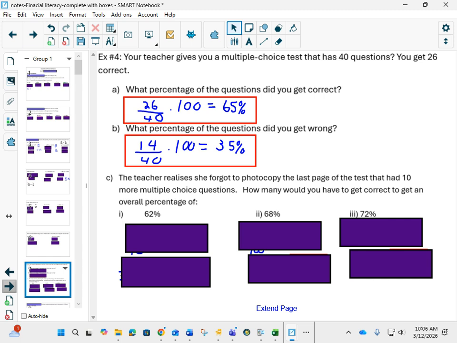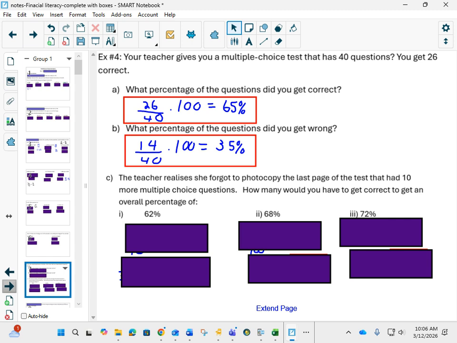Uh-oh, the teacher realizes she forgot to photocopy the last page of the test, and it had 10 multiple choice questions, so she just gave everybody 0 out of 10 on those. Would that be nice? No, that would not be that nice. Okay. How many would you have to get correct to get an overall percentage of 62%?